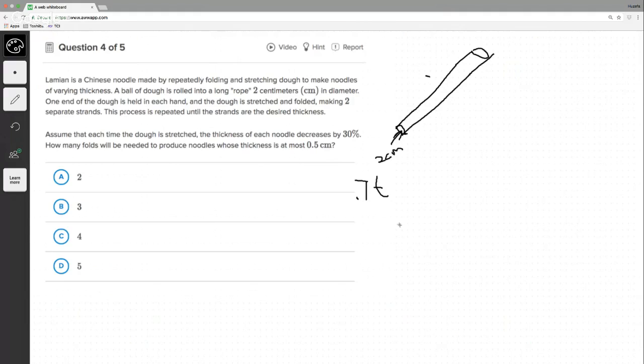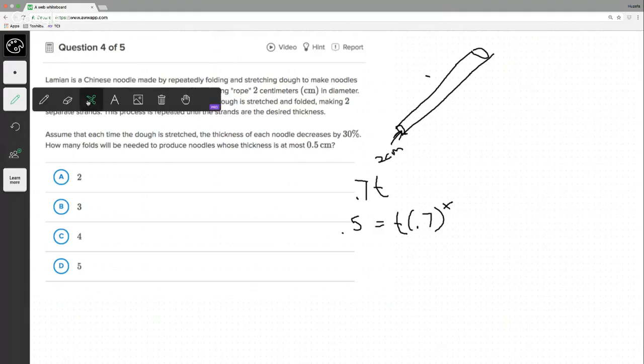So this is another exponential equation where we have thickness times 0.7 to some exponent. That would be how many times. Thickness was 0.5 at most. So what that means, let's set it up right. This is actually an inequality, where it's less than or equal to 0.5.